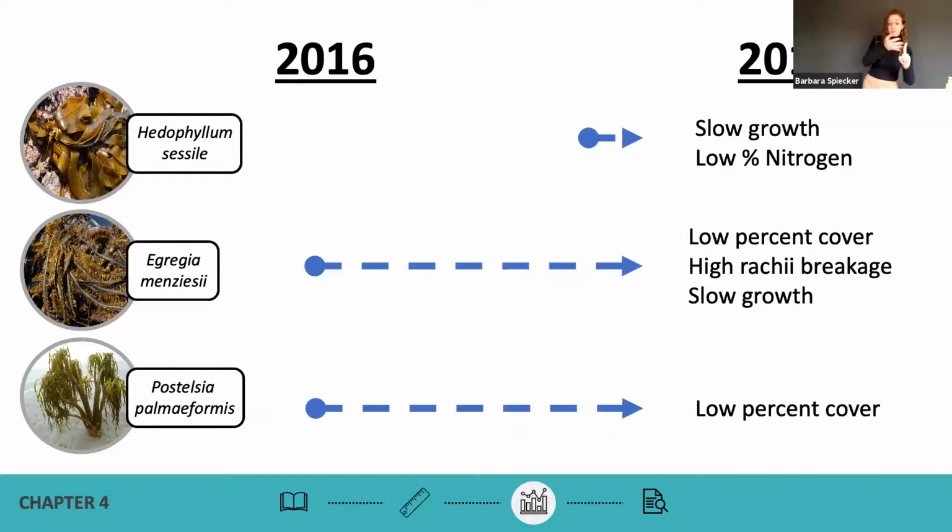Hedophyllum did have some apparent recovery in the years post El Niño. The species' growth rate did decline, however, in 2018, as did their nitrogen tissue content. Looking now at the two other kelp species, from 2016 to 2018, their metrics generally declined as well. Egregia had low percent cover, high rachis breakage, and slow growth. Postelsia, additionally, also had low percent cover.